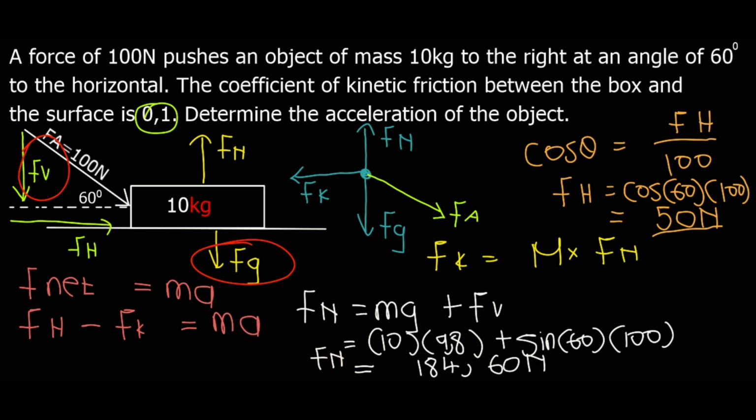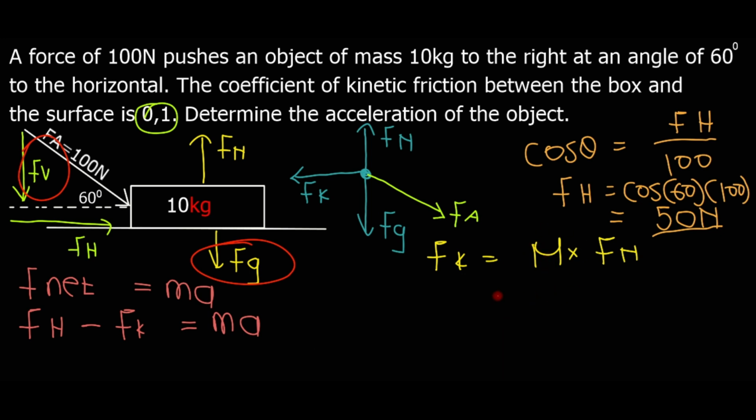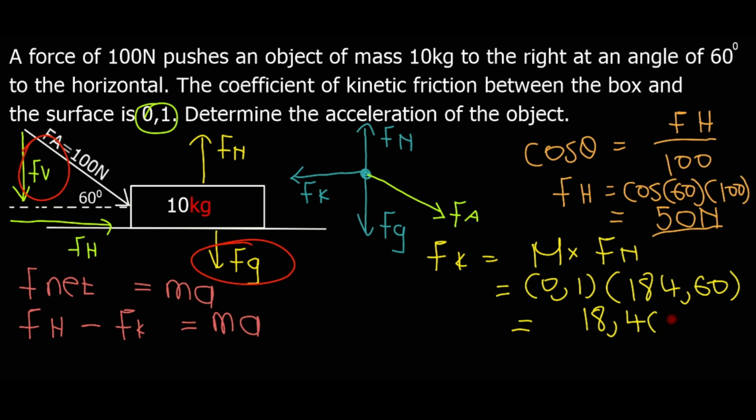Now we can calculate the friction. So let's calculate the friction. We have 0.1 times the normal force, which we found to be 184.60. From there, we get 18.46 newtons.